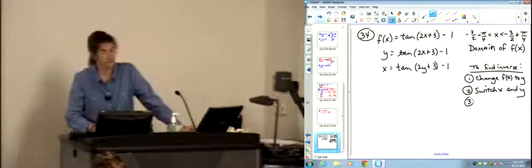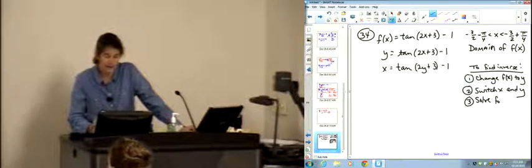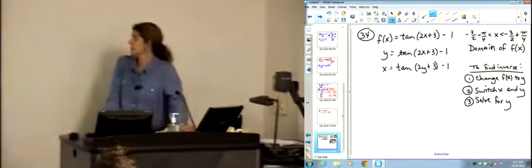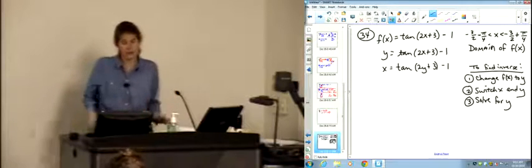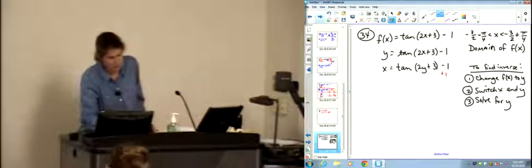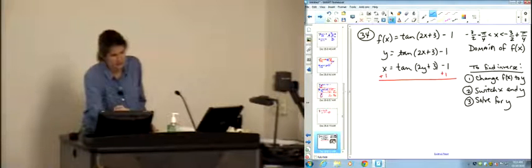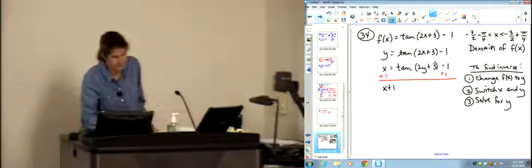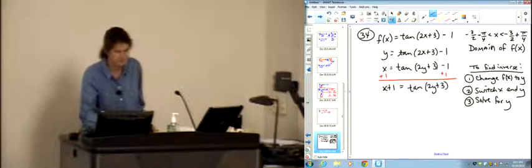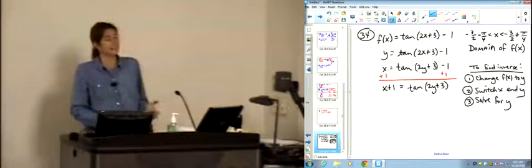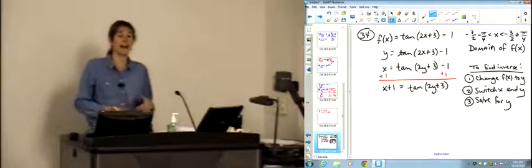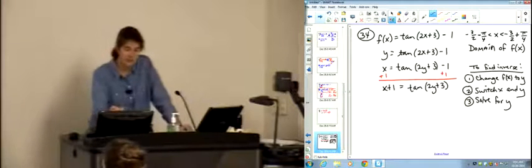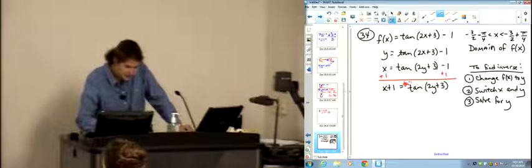And the last thing we did was whatever it takes to solve for y. So we want to get that y by itself. We've got to do a little bit of algebra here. We're going to add 1. That gives me x plus 1 equals the tangent of 2y plus 3. I need to get that y out from that argument part, and it's part of the argument of the trig function, so I have to take the inverse trig function now. So I'm going to take the inverse tangent of both sides.